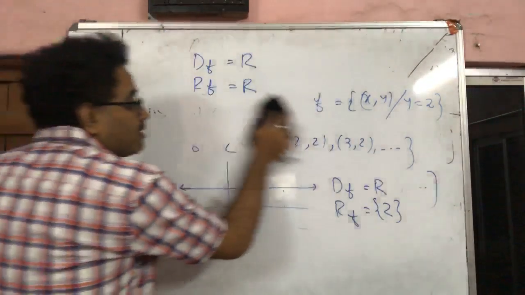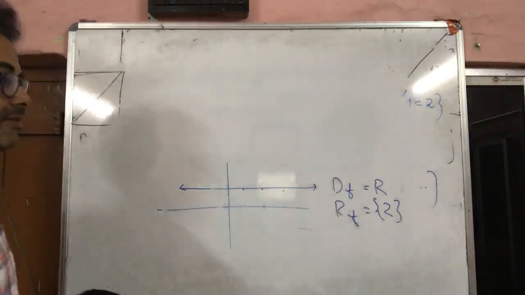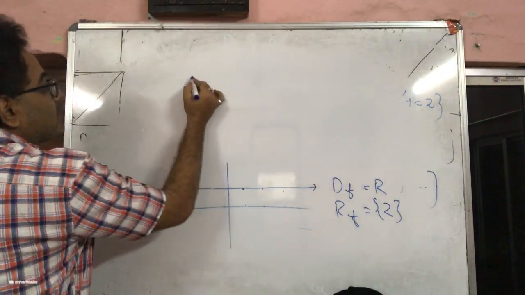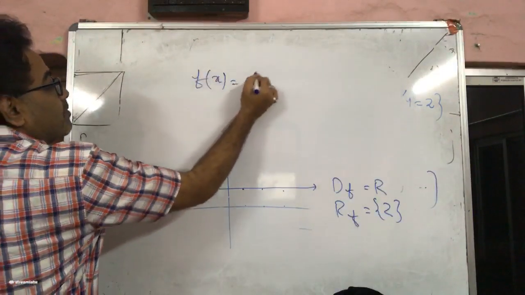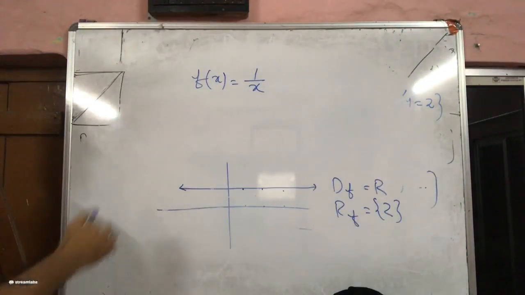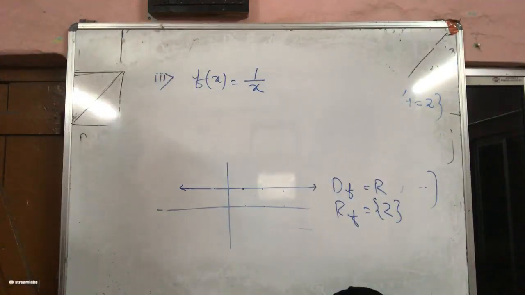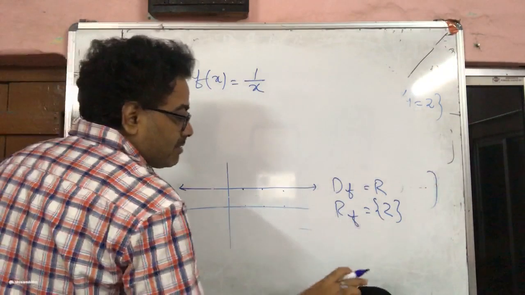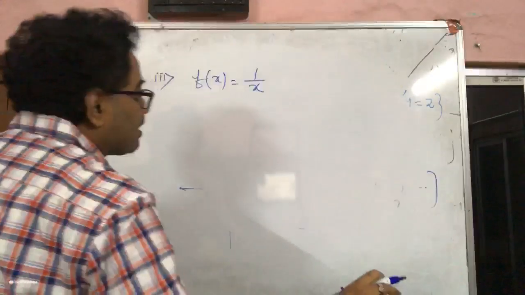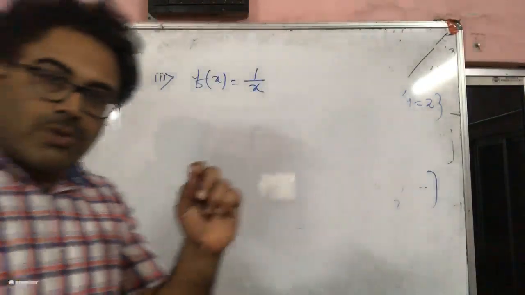And the last one for today. Okay. If f(x) equal to 1 by x, this is called the fractional function, 1 by x. So you can easily see all values of x are allowed except 0.